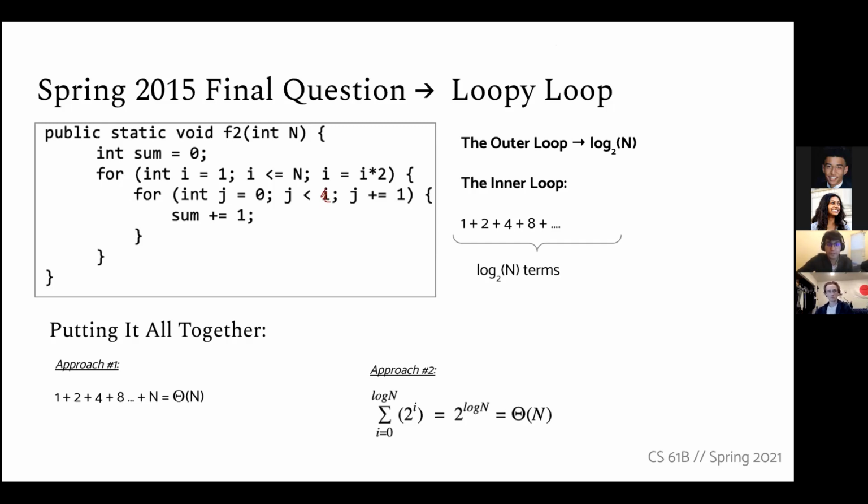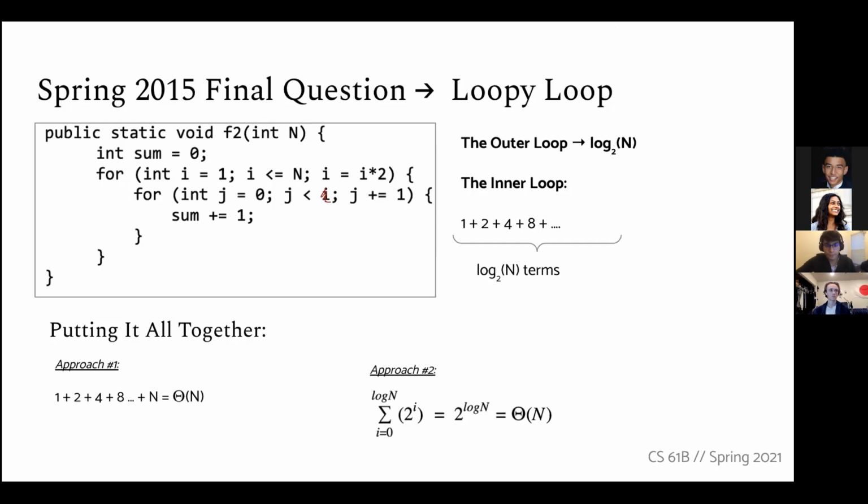Do you not multiply because the two loops are not independent? Exactly. Because the two loops are not independent, you can't just multiply, because if you multiply, you're assuming that for each iteration of the outer loop, the inner loop runs the same number of times, but it doesn't, right? So for each iteration of the outer loop, the inner loop actually depends on the value of i, so you can't just assume it's going to be a constant. Again, this is a tricky question.